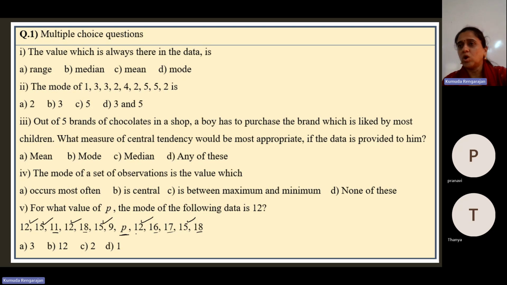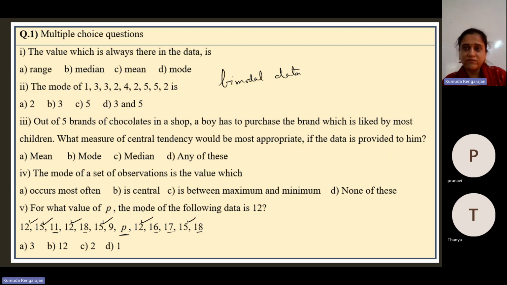So supposing P is not there at all, 12 happens 3 times, 15 3 times. So the mode of that data will be 12 and 15. It's called bimodal data, the data that has two modes. Two numbers happen most number of times.